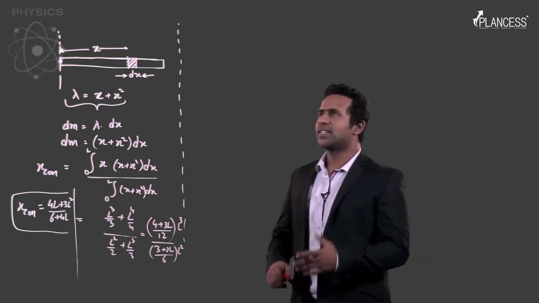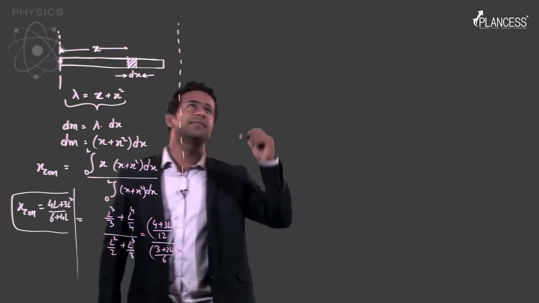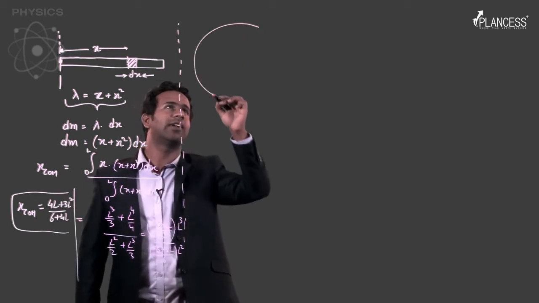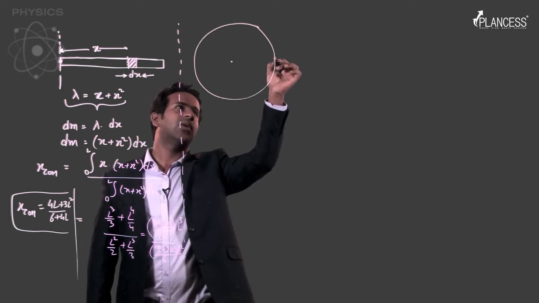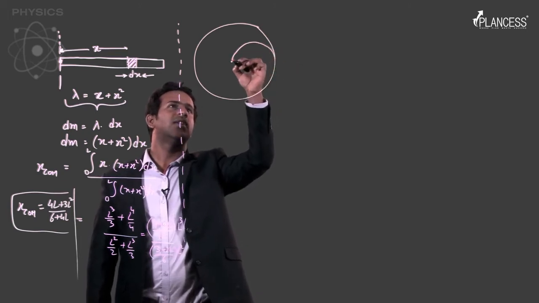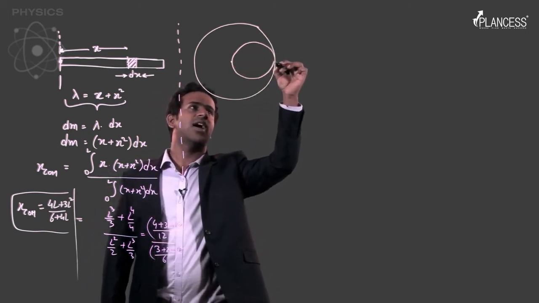So moving on, let's consider another problem. Let's say there's a circle of radius r, and from this we have cut out another circle which touches the outer circle.